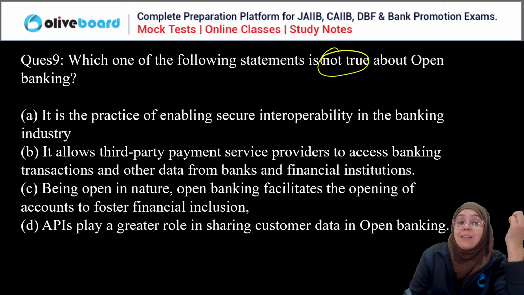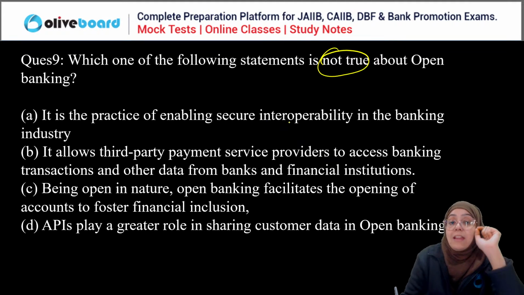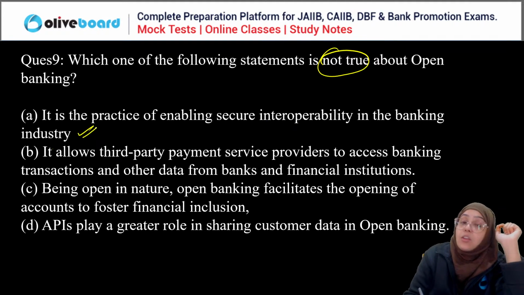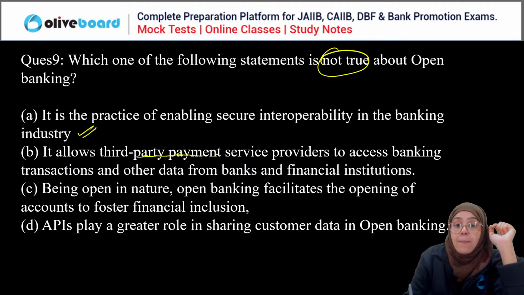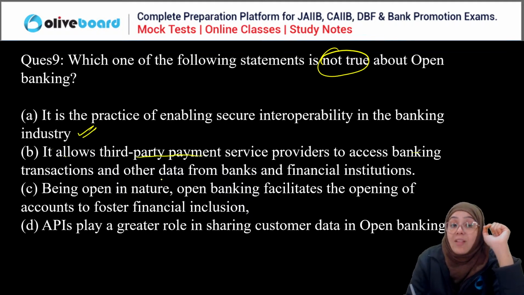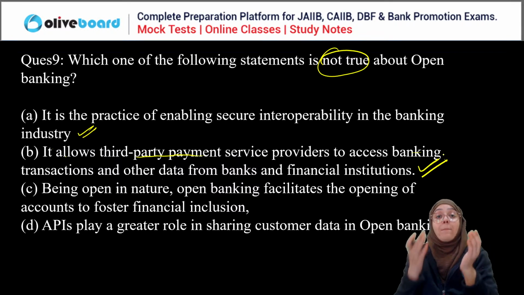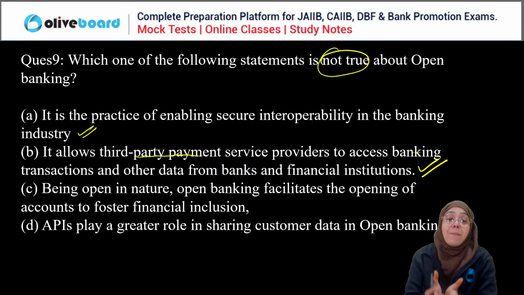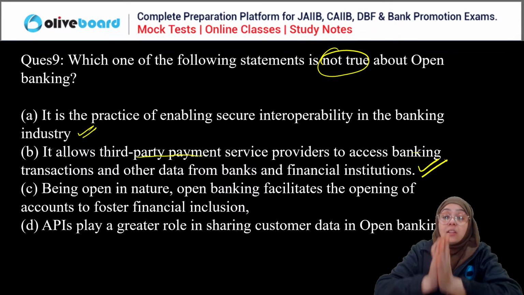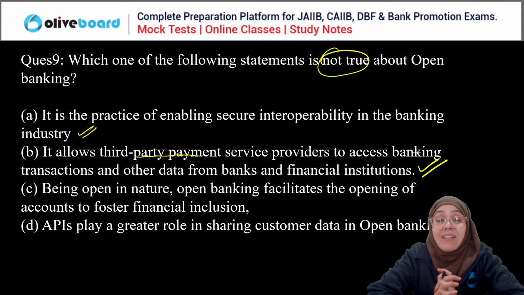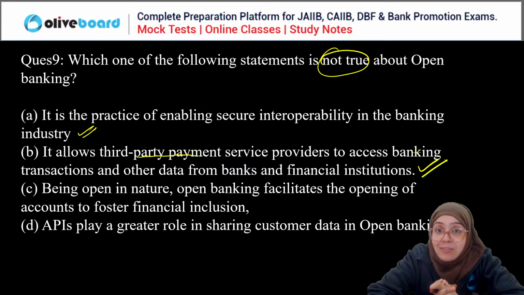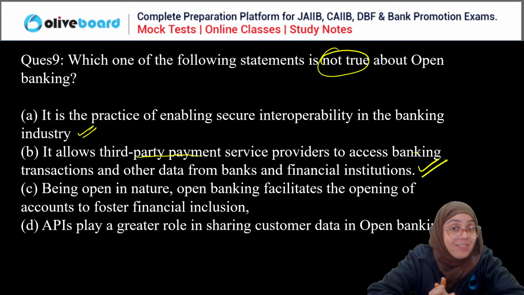First of all, it is a practice that enables secure interoperability in the banking industry too. It allows third-party payment service providers to access banking transactions and other data from the bank and financial institution. This is the main thing of open banking. Open banking allows third-party payment service providers to access banking transactions and data from the bank and financial institution, of course, with the customer's consent, right? So B is correct. Why is B wrong in open banking?